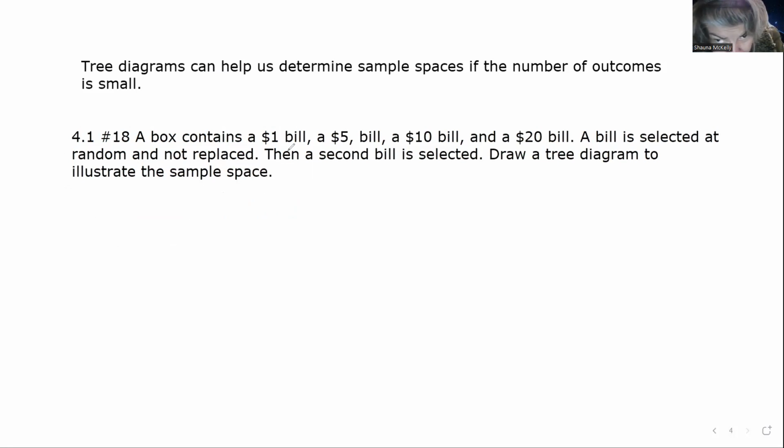Now here, we know we have a $1 bill, $5 bill, a $10 bill, and a $20. So we have 4 choices here. A bill is selected at random. So our first choice, I'm going to draw a dot here. And there's going to be 4 rays that come from that dot.